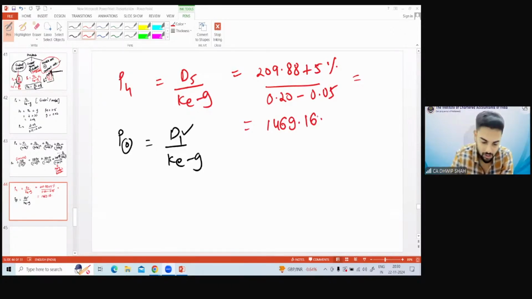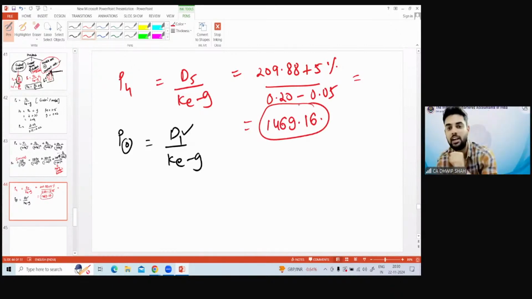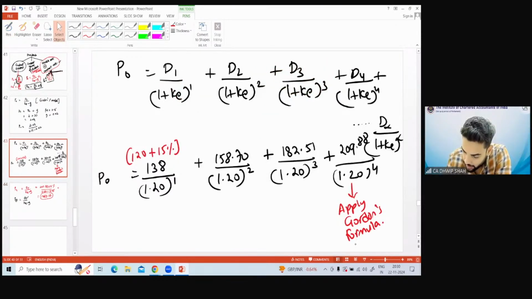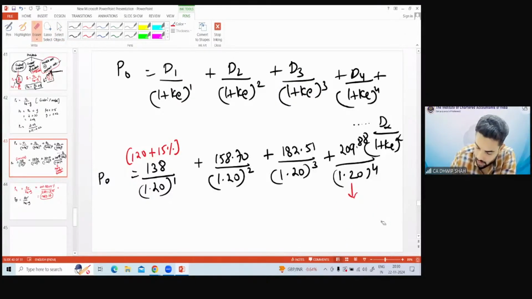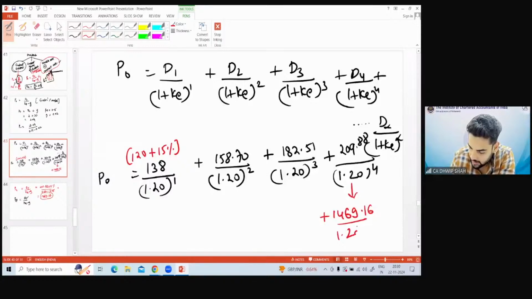Is this price today or at the end of year 4? Is this 1469 the worth of the share today or at the end of year 4? At the end of year 4, correct? Yes or no? So we need to discount that as well. This is not the worth of the share today. This is the worth that we have calculated at the end of year 4, so we need to discount that as well to calculate the worth today.